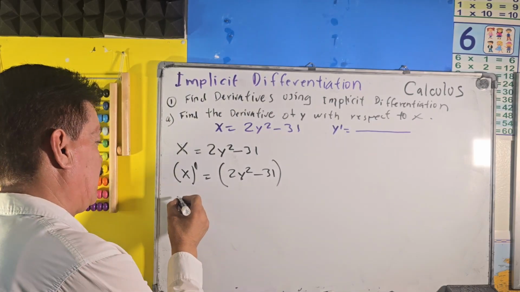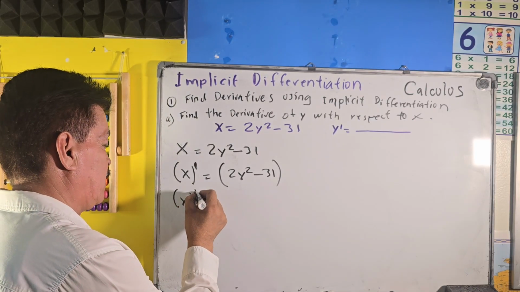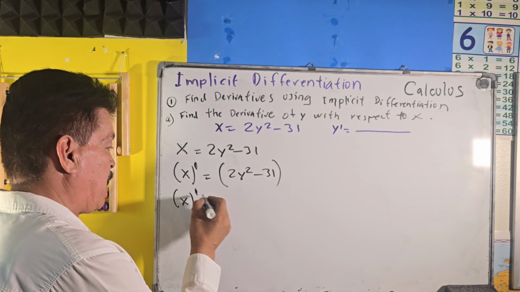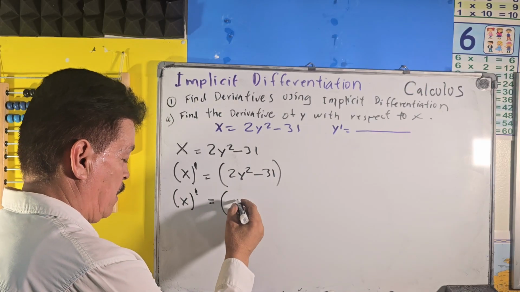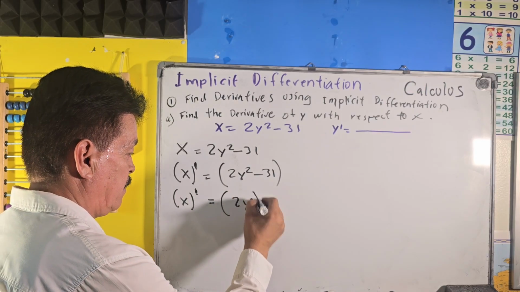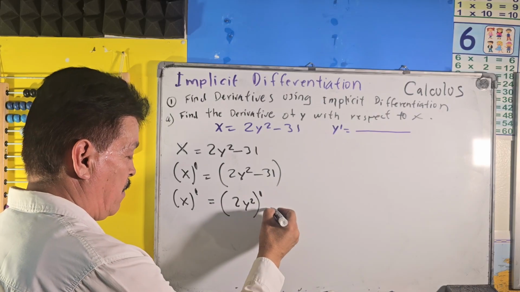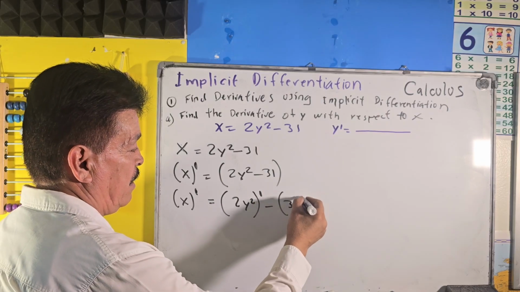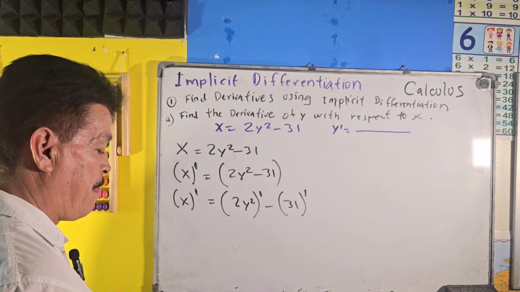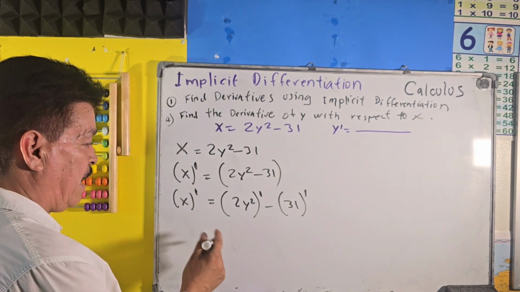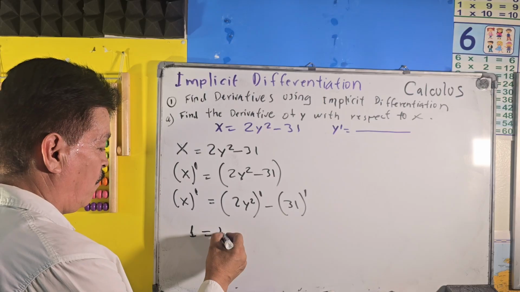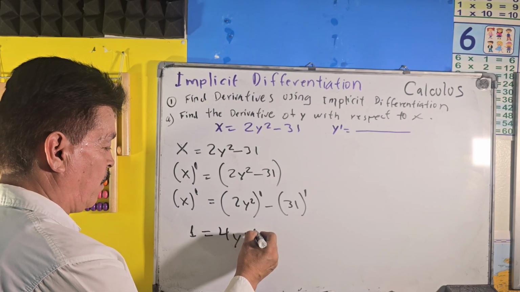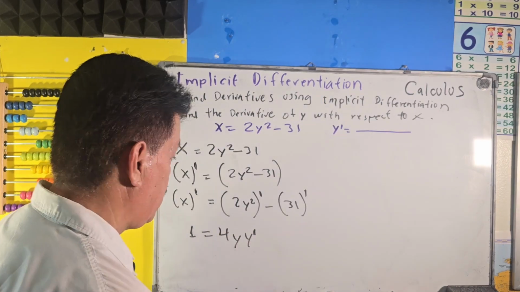So now, next step, the derivative of x equals the derivative of 2y to the second power minus 31, right? So we have here 1 equals 4y y prime. See?